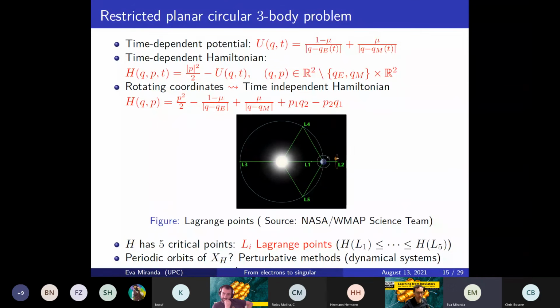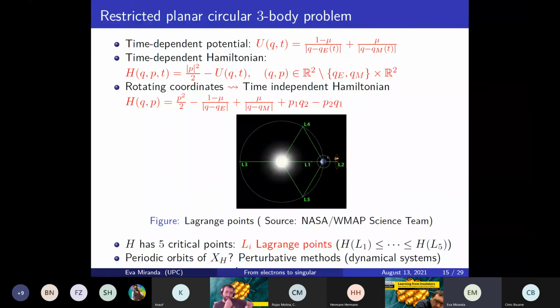They use the Weinstein conjecture, which holds in dimension 3, to prove that there exist periodic orbits for each level set, for each energy value close to the first Lagrangian point of the restricted three-body problem. I'm going to tell you how they do this.